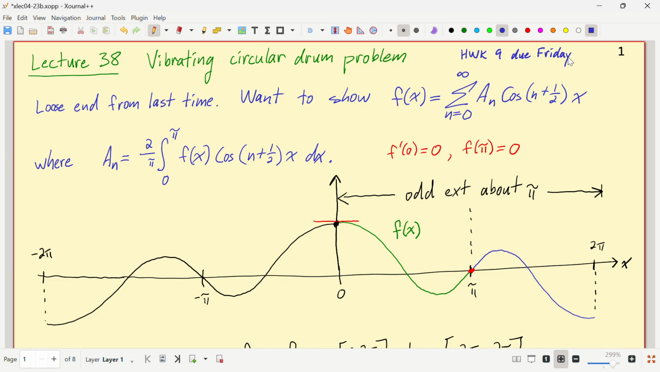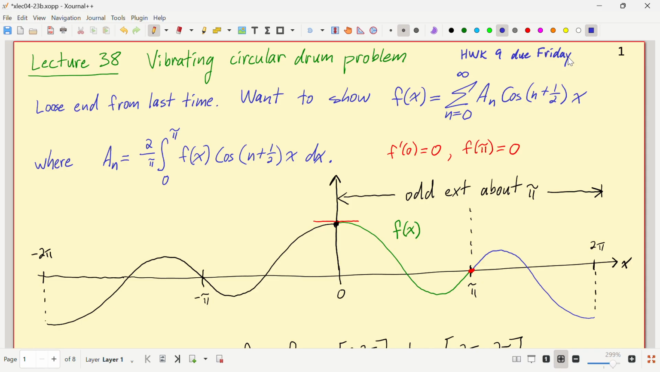Okay, so I'm going to somehow relate this new kind of Fourier series to a regular Fourier series. And I'll explain how I'm going to do it. So see that green function, f of x? That's my f of x from 0 to pi. I'm going to first extend it from 0 to pi to 0 to 2 pi. And I'm going to extend it as an odd extension about the point pi. So I think of pi as my new origin.